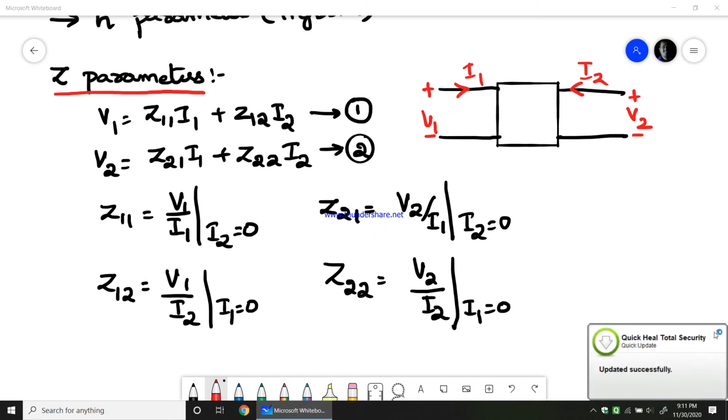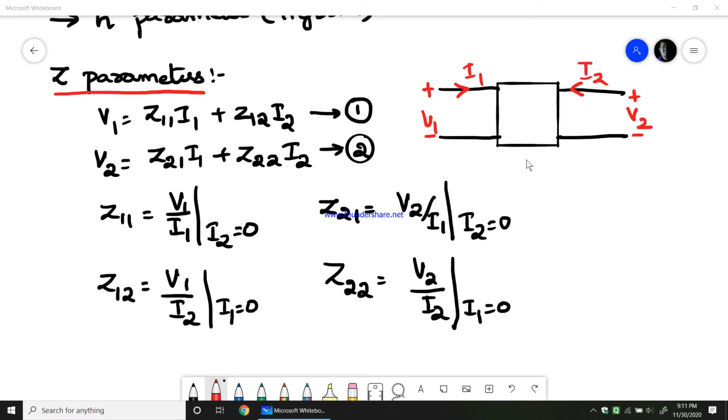Similarly, by keeping the input port open, because I1 equals 0, where V1 would be the voltage across that open circuit, we find the parameters Z12 and Z22. When current is 0, such a circuit behaves as open. So that is what we do here.